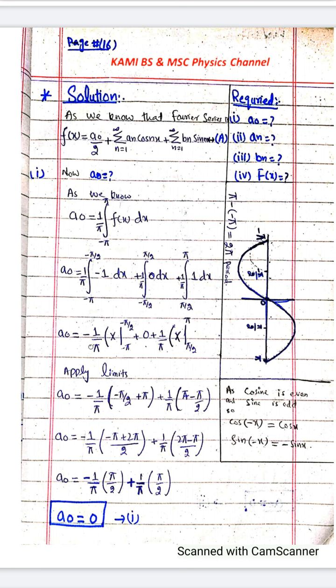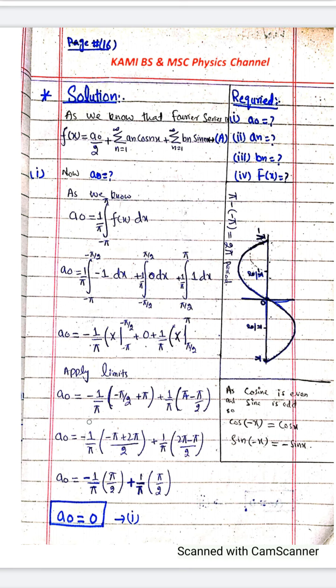Okay, so a naught is equal to minus 1 over pi into the integral of minus 1. Minus 1 is a constant, so we take it out of the integral. The integration of this is x, my limit is minus pi to minus pi by 2, plus the integration of the constant 0 is 0, plus 1 over pi, and the integration of 1 is x, with limit pi by 2 to pi.